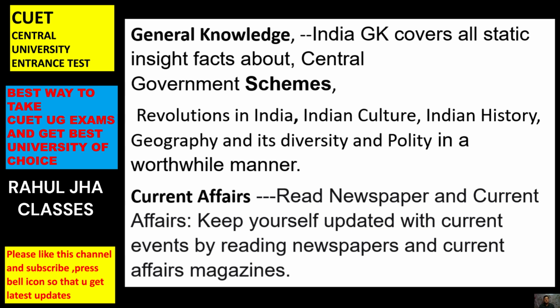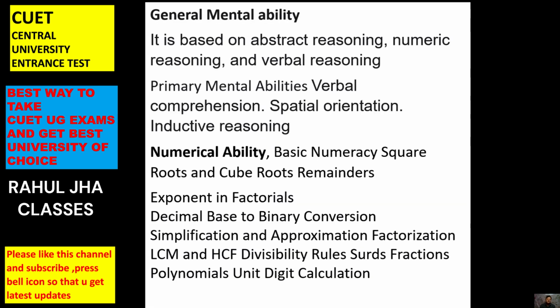Current affairs. For this, newspaper and current affairs. So you read the newspaper and try to take all information about current affairs and keep yourself updated with current events by reading newspapers and current affairs magazines. General mental ability. It is based on abstract reasoning, numeric reasoning, and verbal reasoning. Now, primary mental abilities are verbal comprehension, spatial orientation, inductive reasoning.